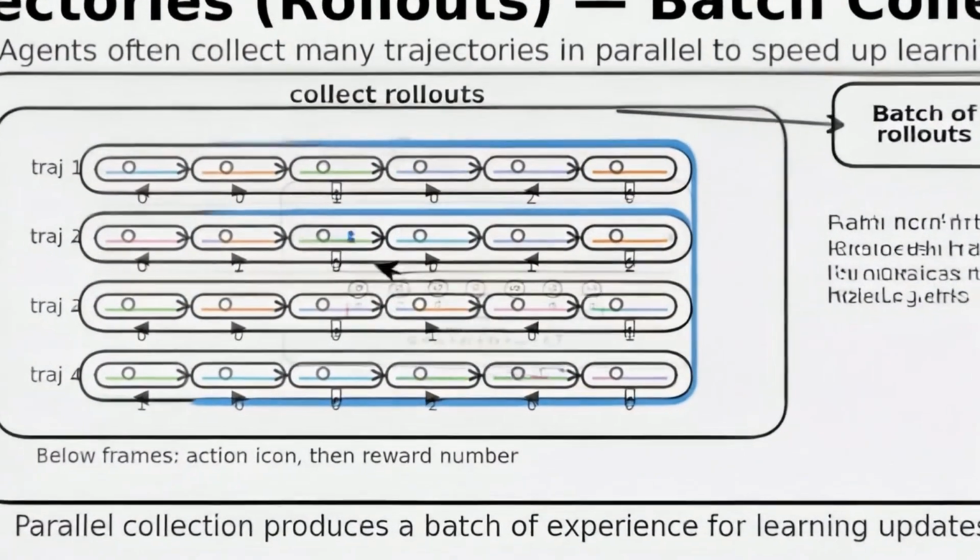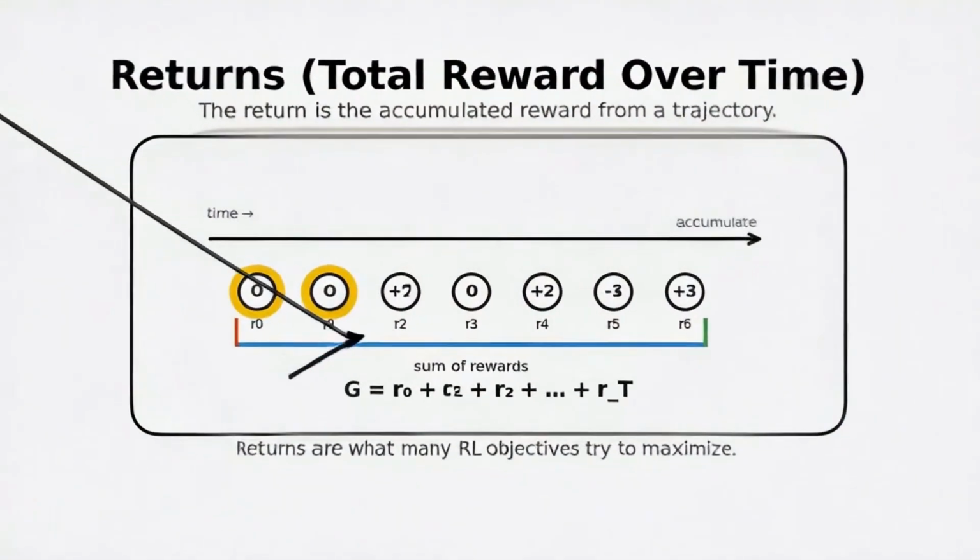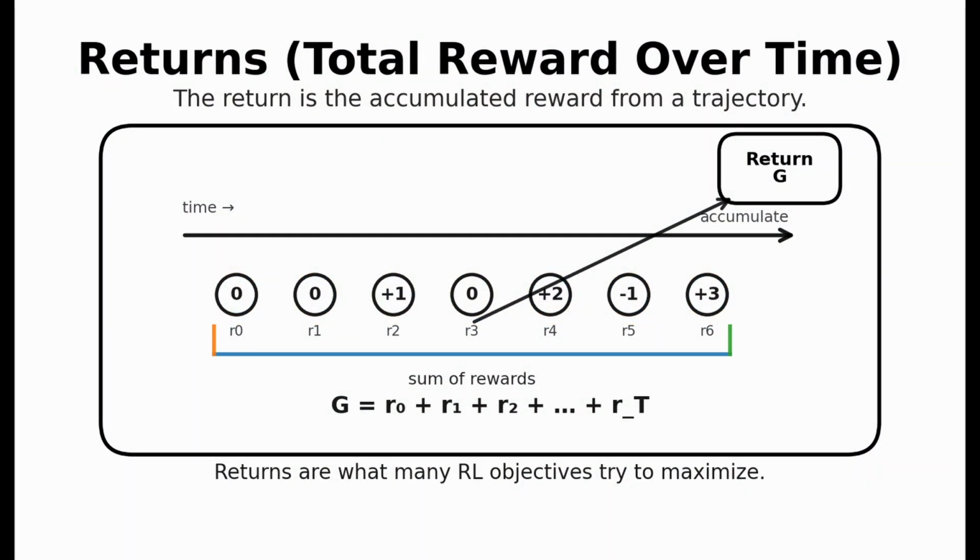Okay, here's a key concept: return. Reward is immediate, like you got +1 now. Return is the total score over time. If your agent gets rewards across a whole episode, the return is basically reward now plus reward later plus reward even later. That sounds simple, but it introduces an important problem.